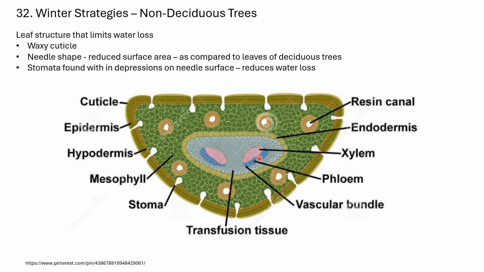It says here: stomata, found within depressions on the needle surface, reduces water loss. Well, what is a stomata? I can't even find that word here, but I see a word that looks like stoma. Stomata is the plural for stoma. The origin of this word means little mouth. So I see these little mouths, and these are openings where gas exchange occurs. Why does the leaf need gas exchange?